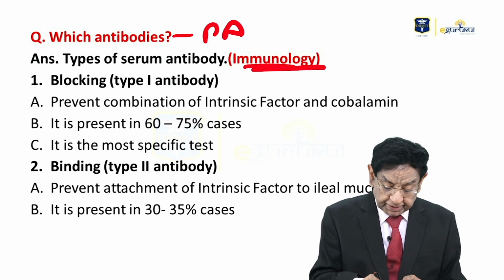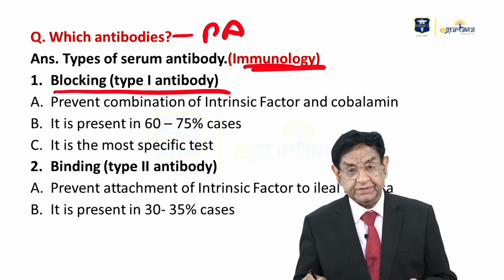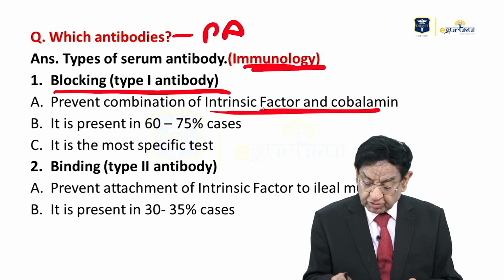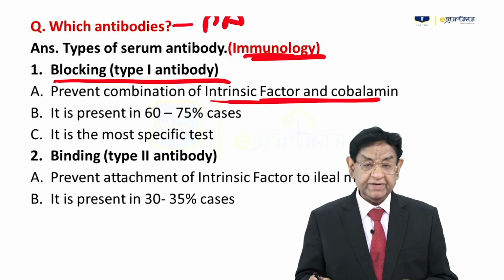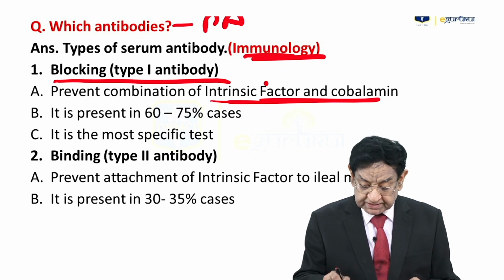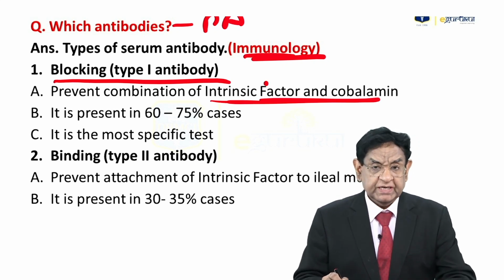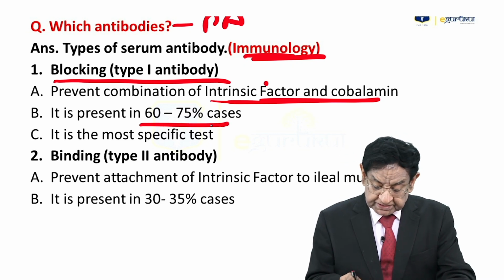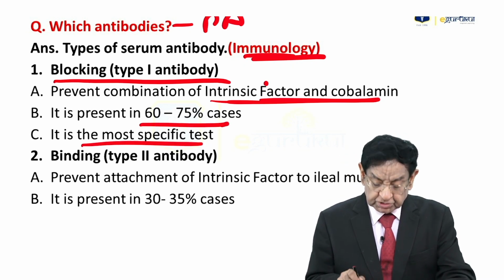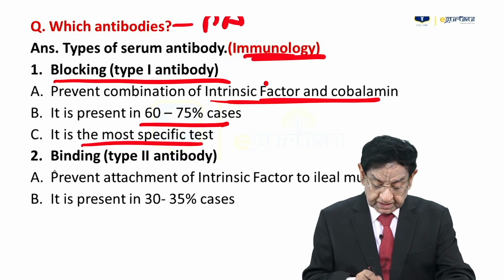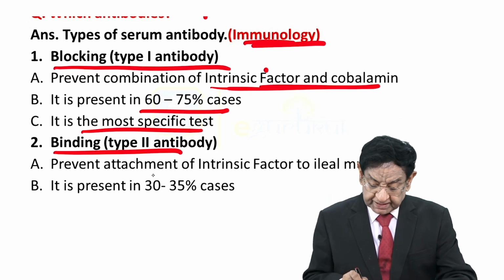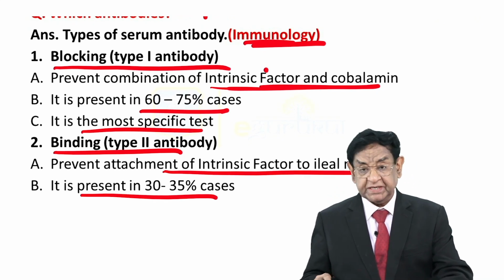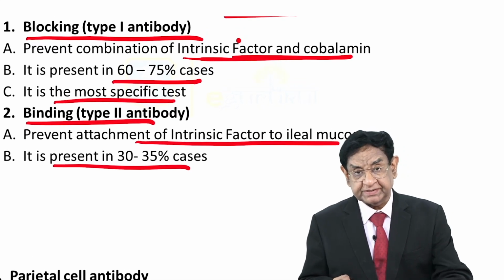Okay, we have blocking type 1 antibodies. They prevent combination of intrinsic factor and cobalamin. Definitely we all know very well it is this intrinsic factor which causes absorption of cobalamin in the terminal ileum. It is present in 60 to 70% of cases, the most specific test. Type 2 binding antibody prevents attachment of intrinsic factor to ileal mucosa. It is present in 30 to 35% of cases.